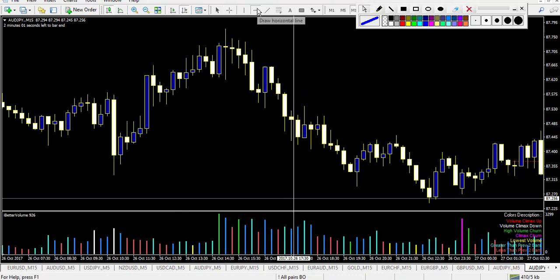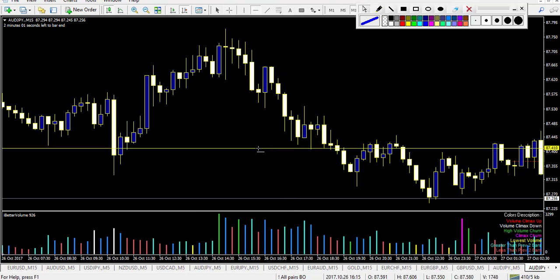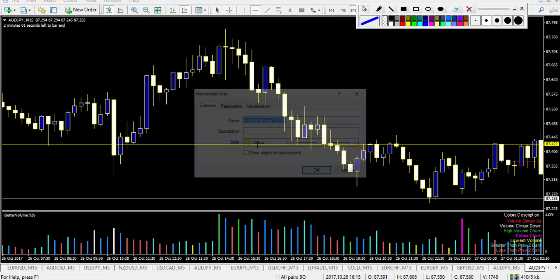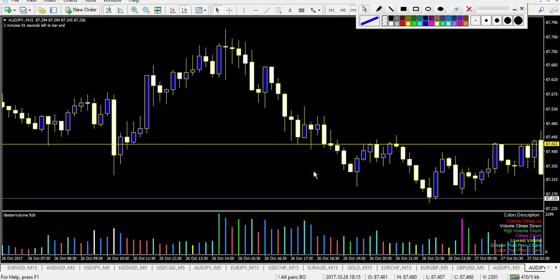Let's take this example. Our original level was right here. This is a good level on this specific chart for OGPY. So as you can see, you have a rejection right here at the bottom of the wick, and same here, bottom of the wick, and then it breaks.